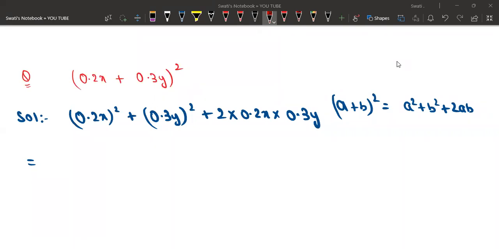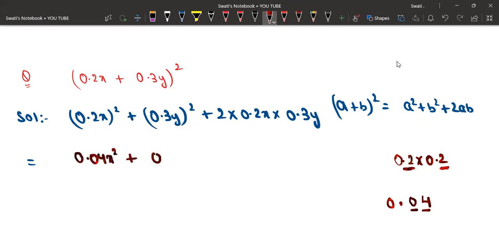Now, this will become (0.2x) whole square. That means 0.2 is also getting multiplied twice, so 0.2 times 0.2. Let me tell you what 0.2 times 0.2 is. You simply multiply 2 times 2, that is 4, and then count the number of digits after the decimal. So 1 and then 1, that is 2. Count from here 1, 2 and give a decimal. Here you put a 0 and here also you can put a 0. So the answer is 0.04x squared.